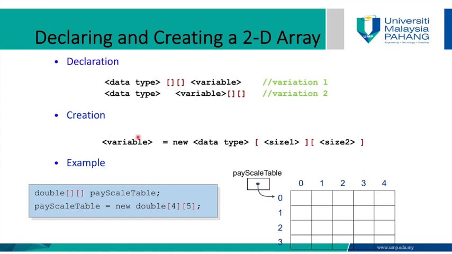Okay, and then when you are trying to create, you put variable equal to new data type, and then size 1, size 2, which is the size of the row, and then this is the size of the column. So for example, here we have double bracket base scale table. That means we are creating a base scale table, and then base scale table equal to new double 4 and 5. That means the size of the rows and then the size of the column.